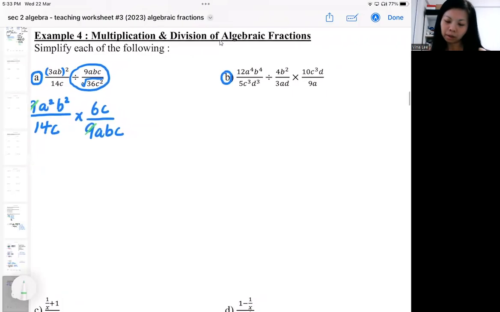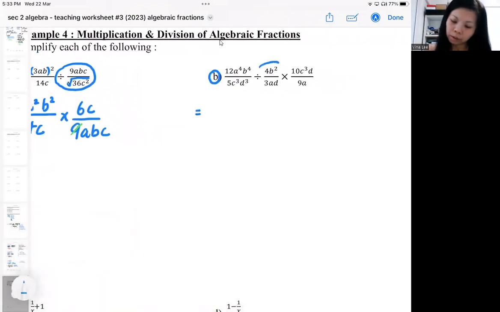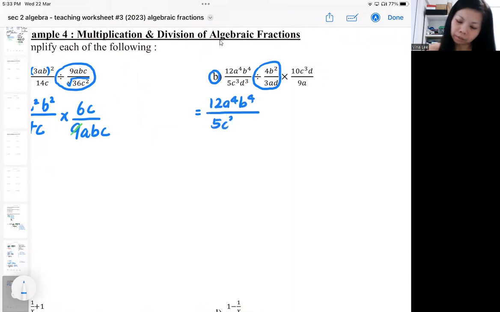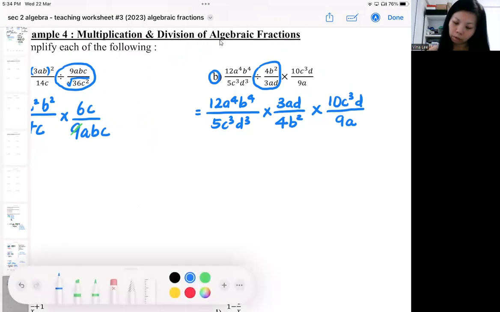Okay, here for part B, there's also a lot of cancellation. And there is also a divide. So I'm going to handle the divide first. So I will do the divide by flipping over first. Okay, then there are so many numbers. So if you are worried, what you can do is you do the first two fractions. So you handle the first two.